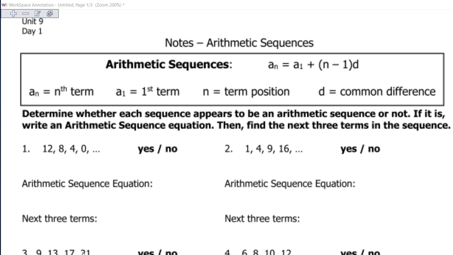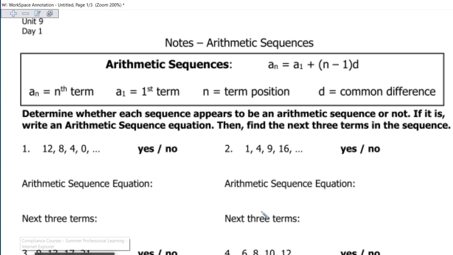So we've got Unit 9, Day 1, the Arithmetic Sequence. Arithmetic sequences are really all about a pattern, and in particular, it's an adding pattern, in which we add the same amount every time. Every arithmetic sequence is going to follow a very specific formula, and that's what we have right here.